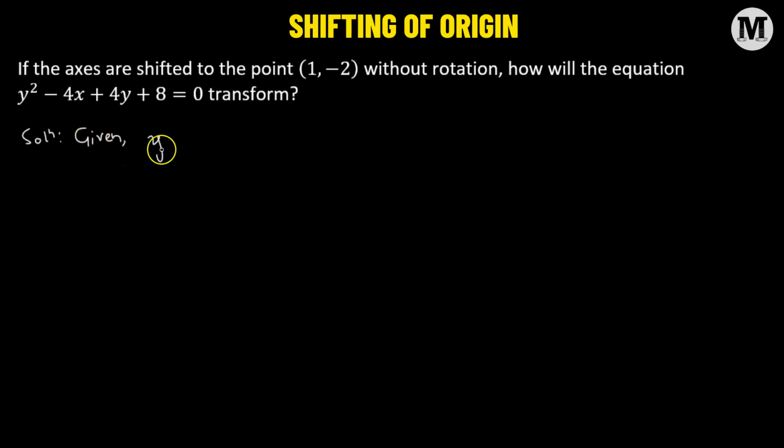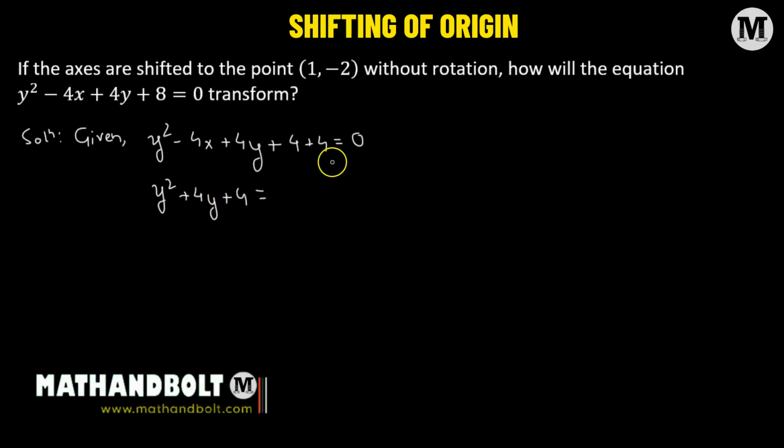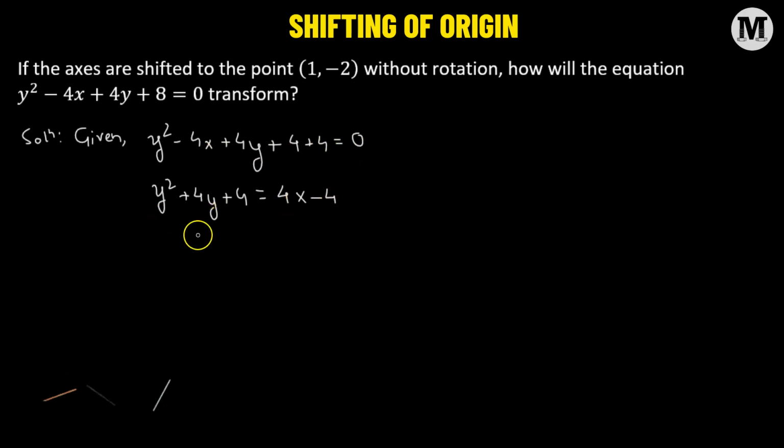We have y squared minus 4x plus 4y plus 8, but we can write 8 as 4 plus 4. It would mean the same thing, but it will become evident why I'm splitting it into two parts. Now on the left hand side, we're going to keep y squared plus 4y plus 4, and we're going to transpose negative 4x plus 4 to the right hand side to get 4x minus 4. Now y squared plus 4y plus 4 is nothing but (y plus 2) whole squared. And this will be equal to 4 times (x minus 1).